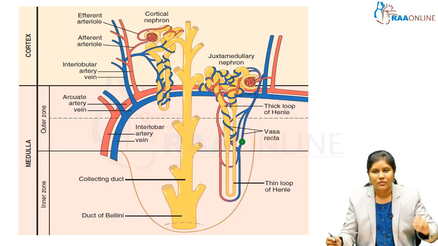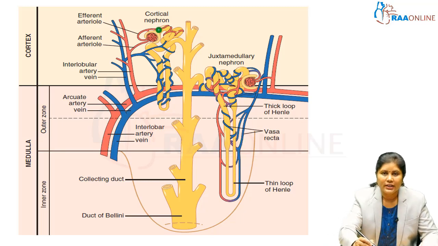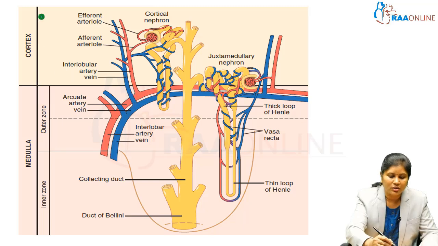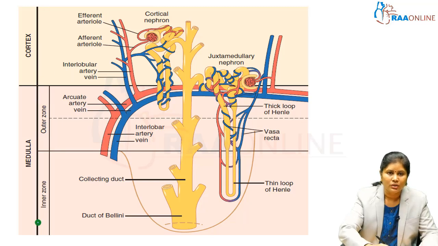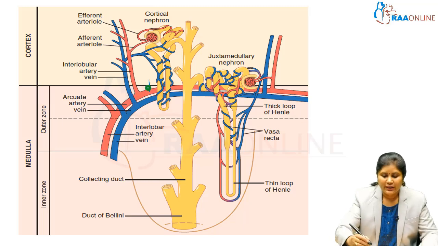So, in this picture it is quite clear. See, these are the cortical nephrons which are present. This is the cortex and this is the medullary zone, the outer medullary zone and the inner medullary zone. And you can see here the cortical nephron has a short loop of Henle which is just ending at the junction between the cortex and the medulla here. So, it ends here itself in the outer zone, so it is very short.